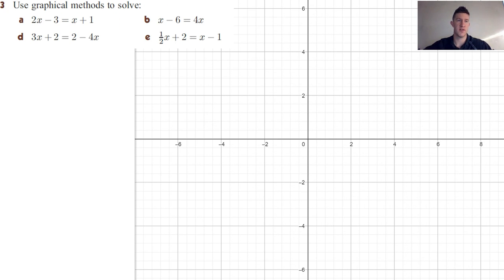Now we want to use graphical methods, so graphing only this time, to solve the following. So I've got these 4 examples, so you're going to graph each piece, think about what the values would be, and find their intersection points. And remember, the intersection is the solution to the equations.